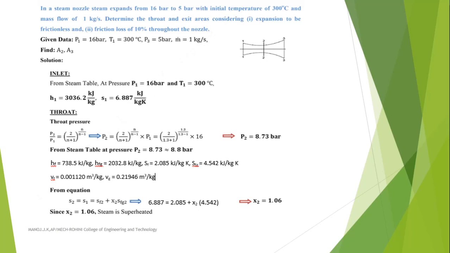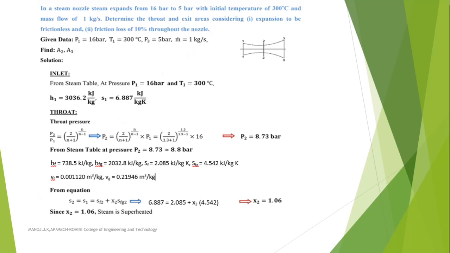Therefore, by substituting all the values except P2, we will get the value of P2. That P2 is equal to 8.73 bar. That's all. Therefore the pressure at the throat region has been found. Then from the steam table, for the same pressure 8.73 bar obtained from the previous step, we are taking all the values for finding the value of X. X is the dryness fraction of the steam.